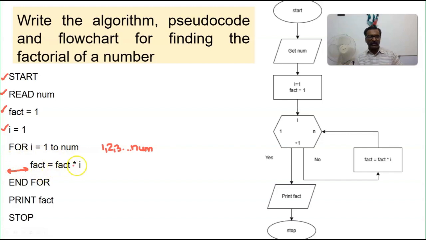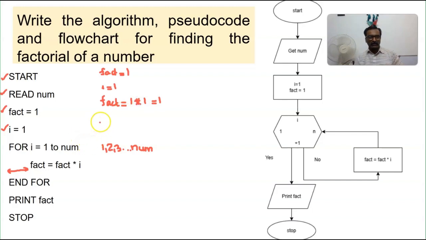So fact equal to fact into I. So we know the first value of fact is 1. And when I is equal to 1, fact equal to the new value of fact, which is the old value of fact into the value of I, which is equal to 1.